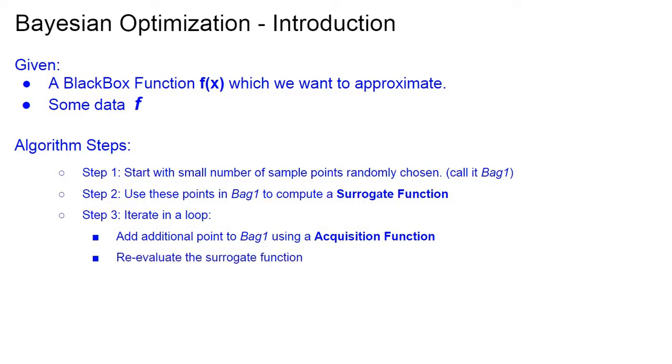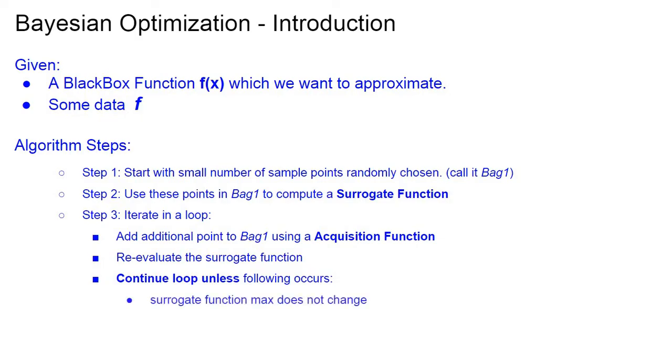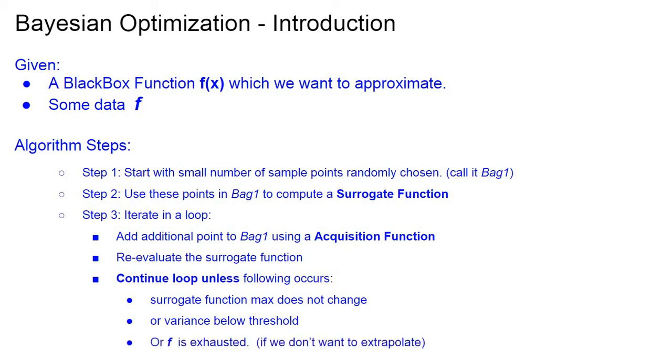Once we have the additional data point in bag 1, we'll reevaluate the surrogate function again, and we'll continue this loop until the surrogate function's max does not change, or its variance in the change is below a certain threshold, or f is exhausted. Particularly, we would terminate when f is exhausted if we don't want to extrapolate. Now that we understand what the algorithm overview is, let's take a quick look at the intuition from my implementation.